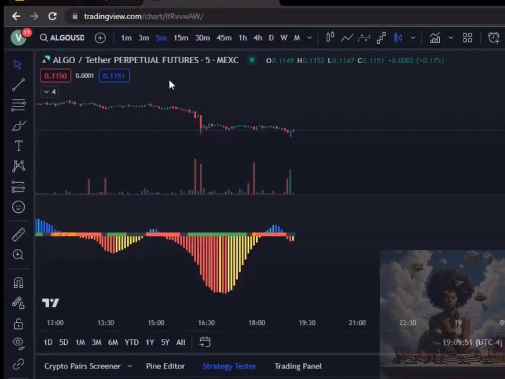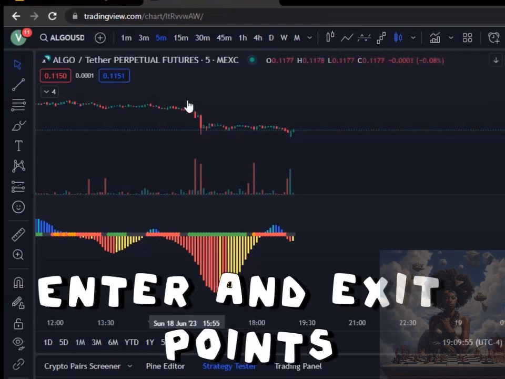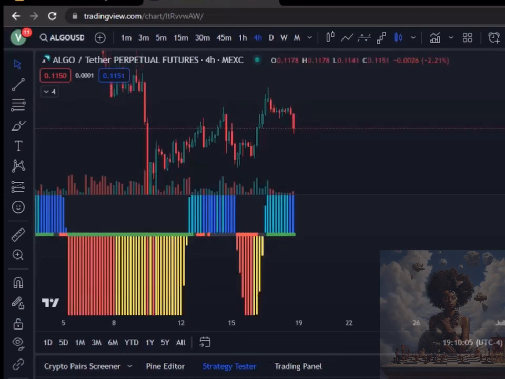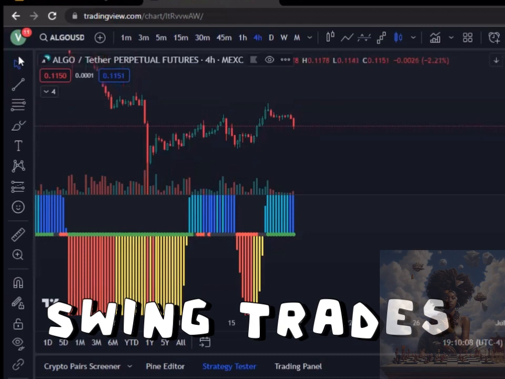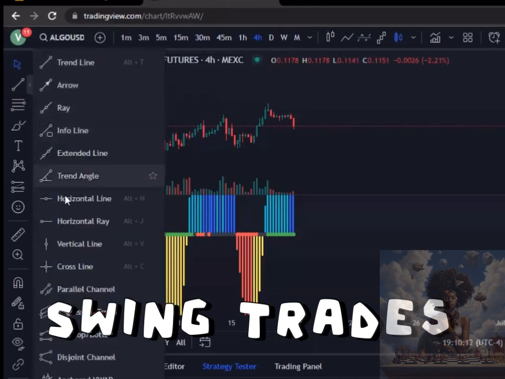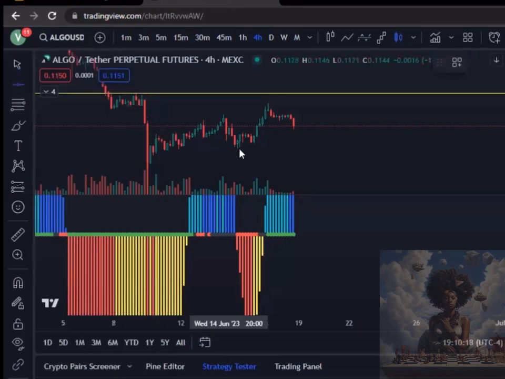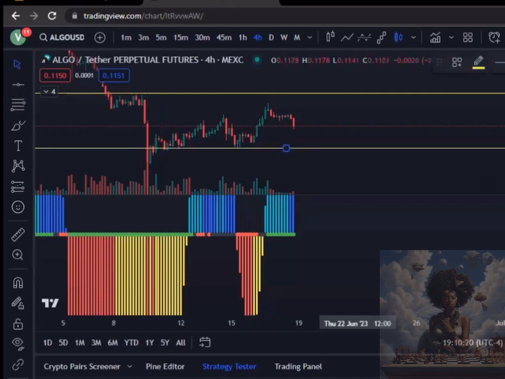Okay, let's talk TTM squeeze and time frames. The first thing that we're going to talk about is entering and exiting your swing trades. So the first thing that you need to do is go to your 4-hour. These are for swing trades. Go to your 4-hour and you plot your support and resistance. So there's a resistance. There's a support.